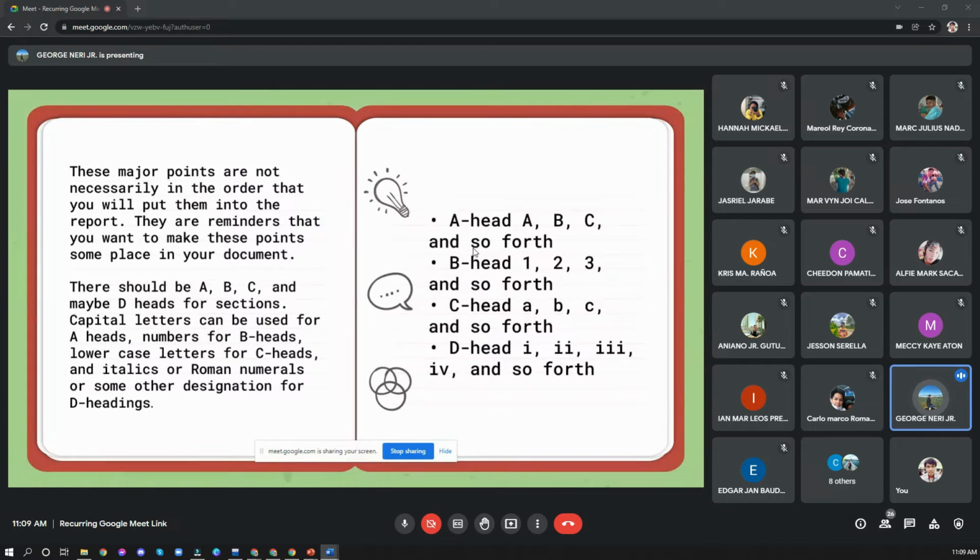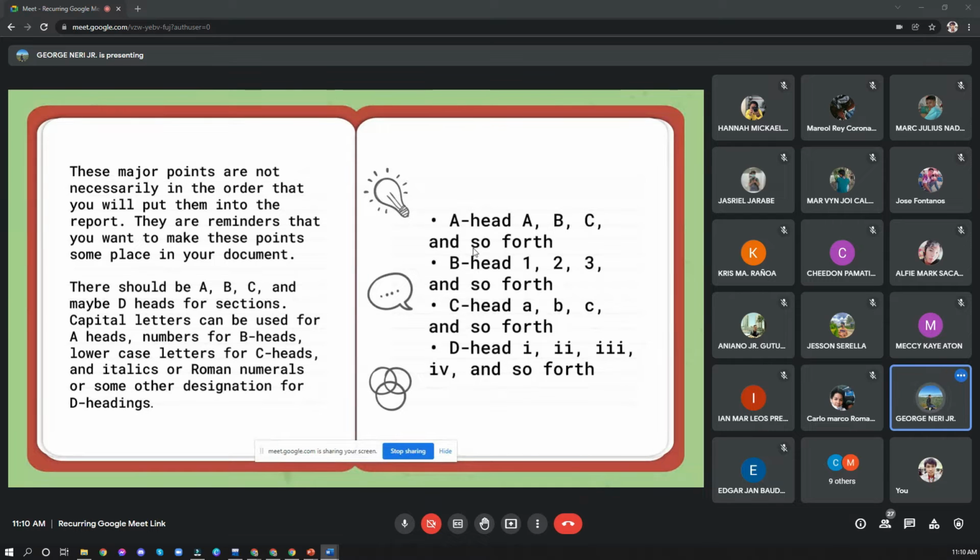These major points are not necessarily in the order that you will put them into the report. They are reminders that you want to make these points someplace in your document. There should be A, B, C, and maybe D heads for sections. Capital letters can be used for A heads, numbers for B heads, lowercase letters for C heads, and italics or Roman numerals or some other designation for D headings.